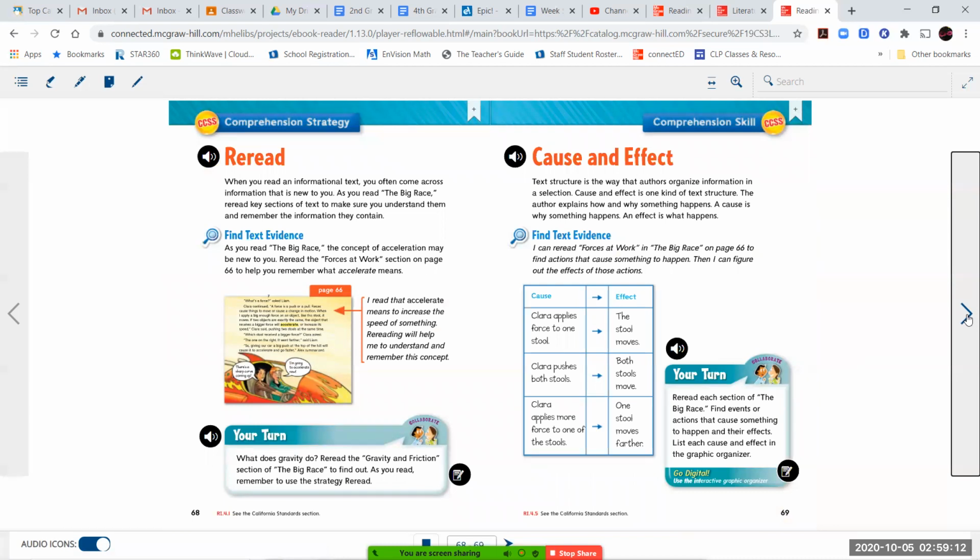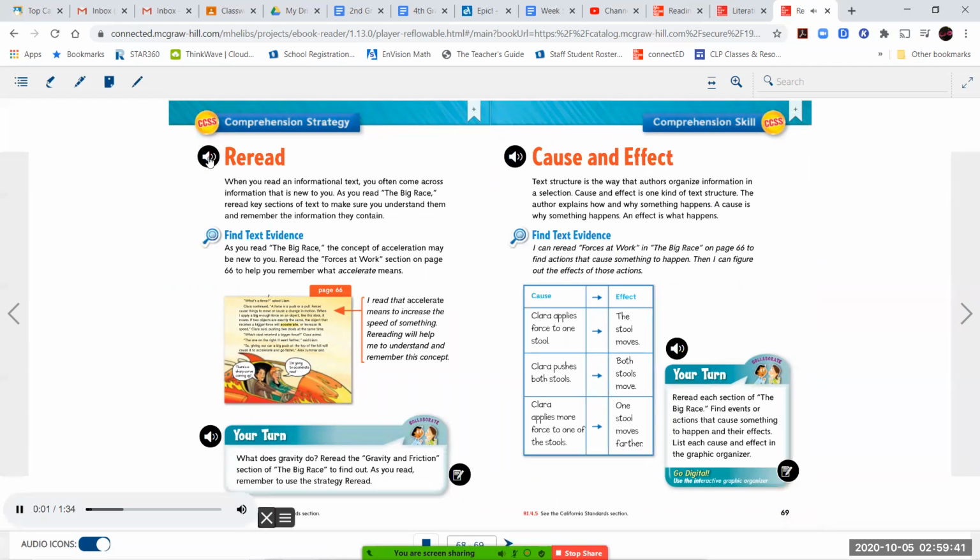Okay, so we're going to go ahead into our comprehension skill and strategy to help us get a better understanding of the text. Now, this is a concept that we did talk about last week, I believe, when we were talking about rereading, which means to read something again. That way it helps you catch up on anything you may have missed or skipped over by accident. Then we're going to talk about cause and effects, where we're going to learn about the relationship between different things in the story.